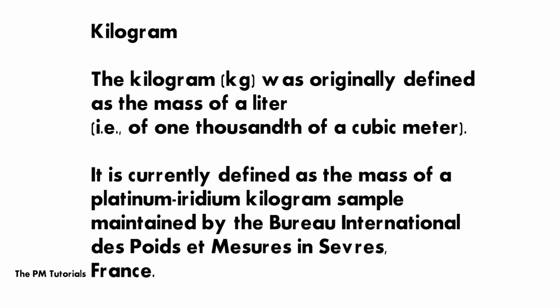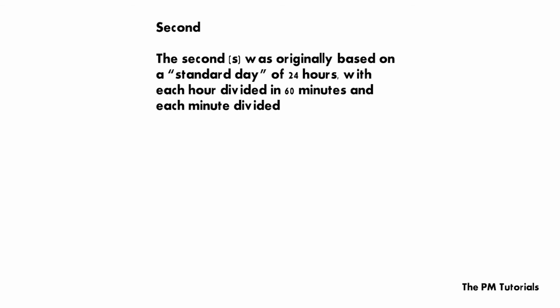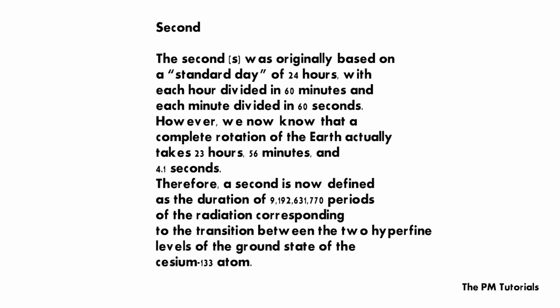The second was originally based on the standard day of 24 hours, with each hour divided into 60 minutes and each minute divided into 60 seconds. However, we know that the complete rotation of the earth actually takes 23 hours, 56 minutes and 4.1 seconds. So the definition has been changed. A second is now defined as the duration of 9 billion periods of the radiation for the transition between the two hyperfine levels of the ground state of the cesium atom.